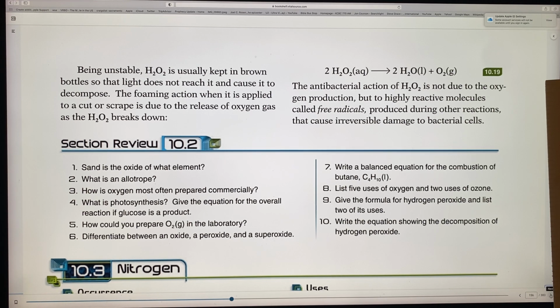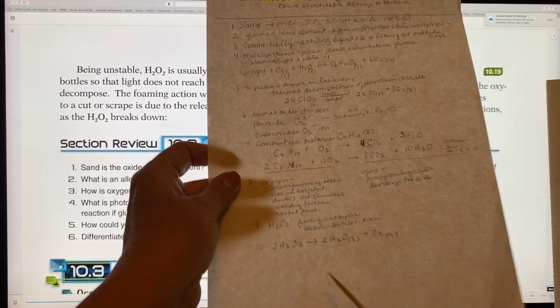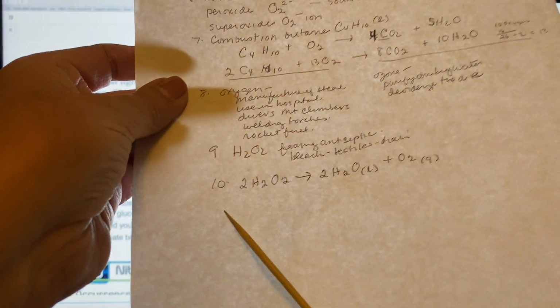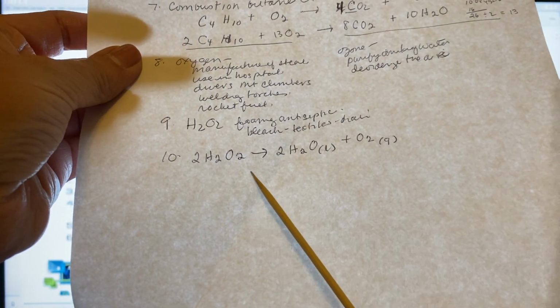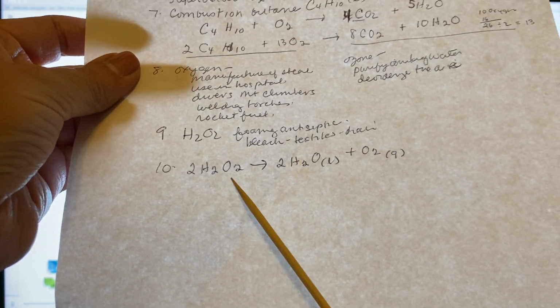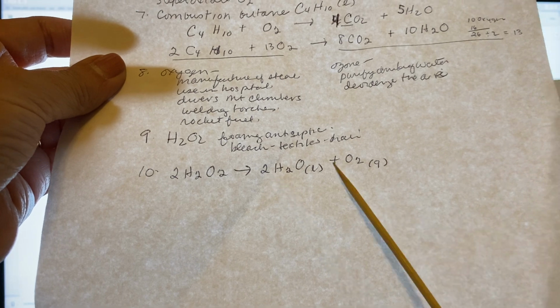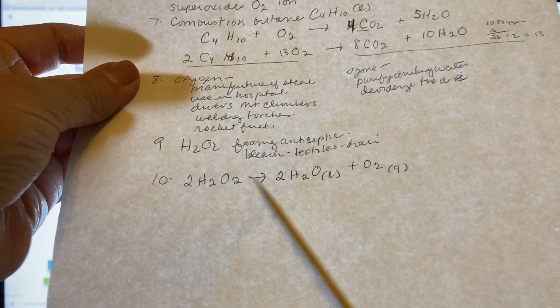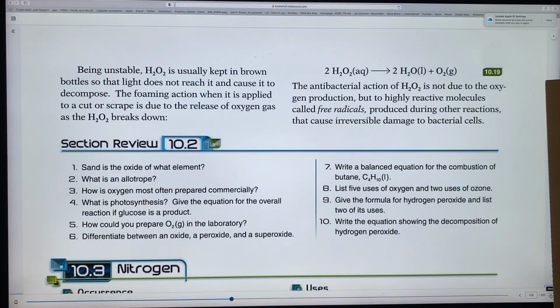Write the equation showing the decomposition of hydrogen peroxide. Here we go. Here's the equation: 2H2O2 goes to 2H2O plus O2, water and oxygen, in the balanced equation. So that's it for oxygen.